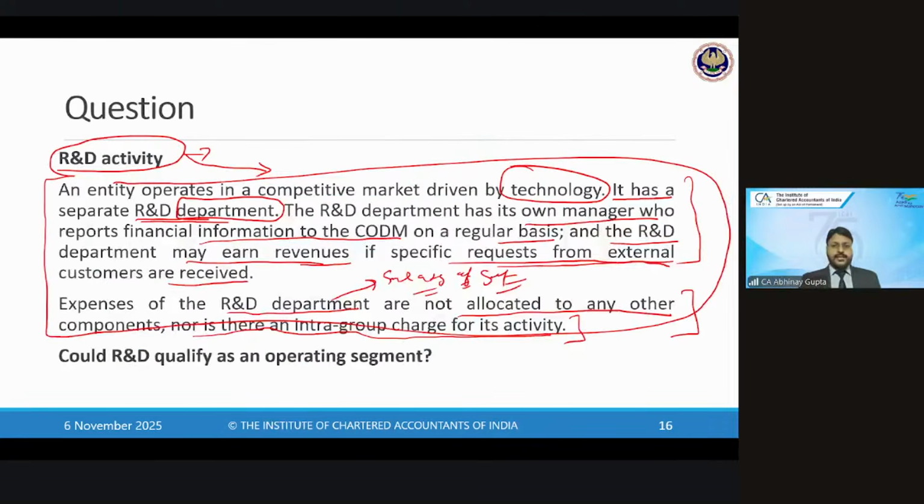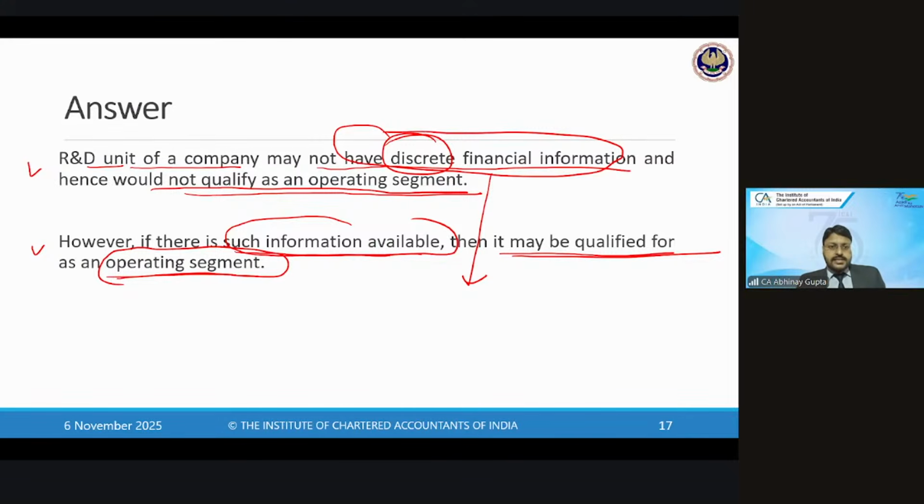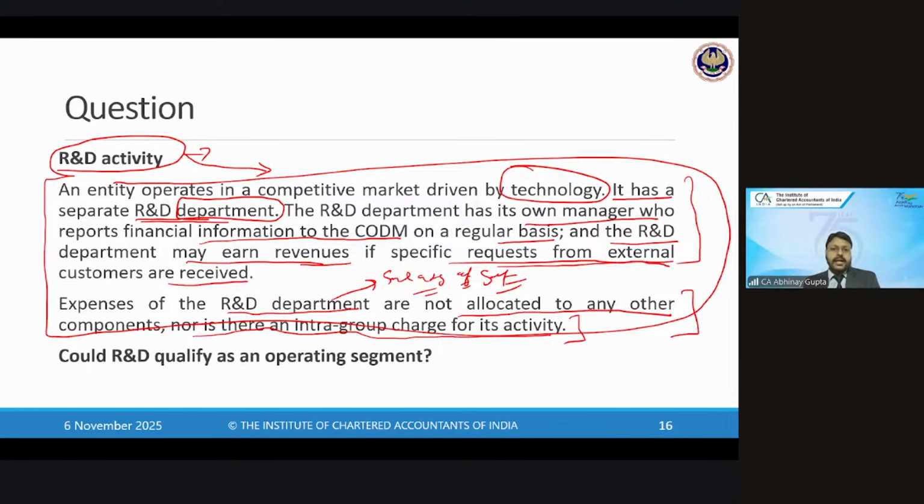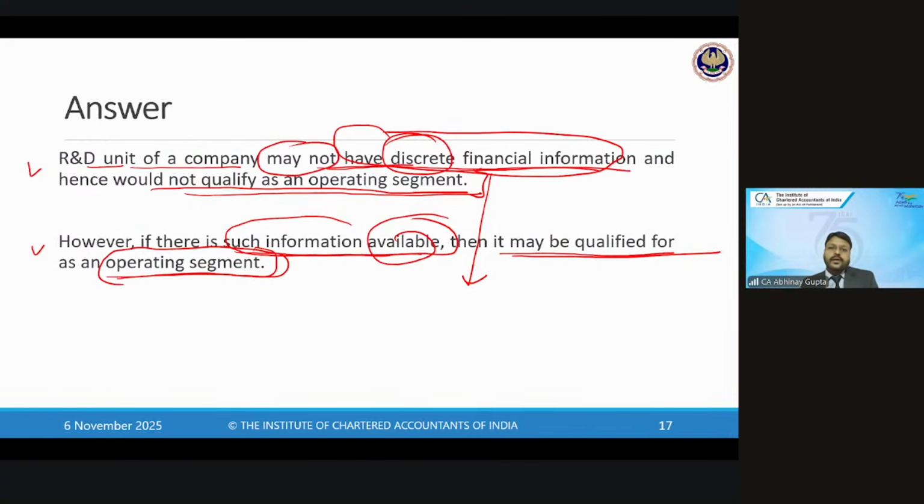So on the basis of limited facts, if the facts are super limited and you are getting confused, then you can answer like this. You are saying the R&D unit of the company may not have sufficient or discrete financial information, and hence it shouldn't be an operating segment. But if it has, then it may be an operating segment, right? So if the question is lacking clarity on the facts, then the answer should be two-way. You need to repeat certain portions of the facts in your answer: if this is the case, then this should be the answer, and if this is not the case, then this should be the answer, so that the examiner understands that you know the concept well.